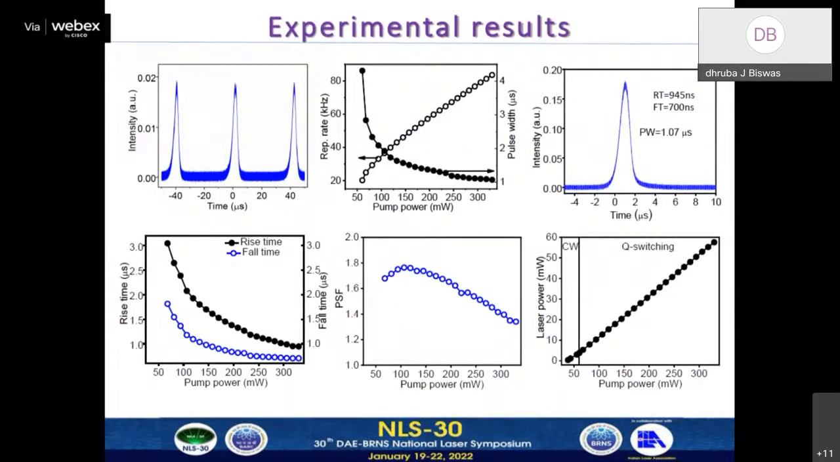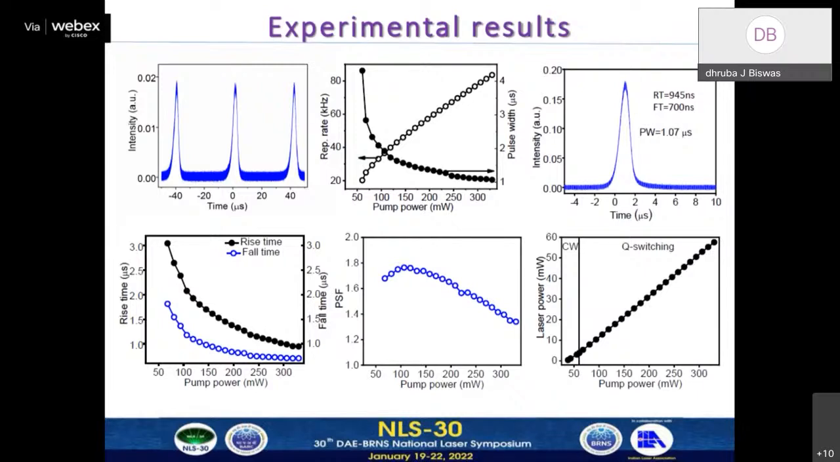Yeah, these are the experimental results. We obtained QS pulses here, and these are typical QS pulses. With the increase in pump power, the repetition rate is increasing and the pulse duration is decreasing. This is the typical behavior from any type of QS laser. So this is the QS pulse.